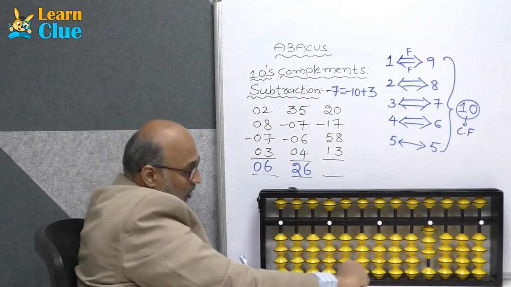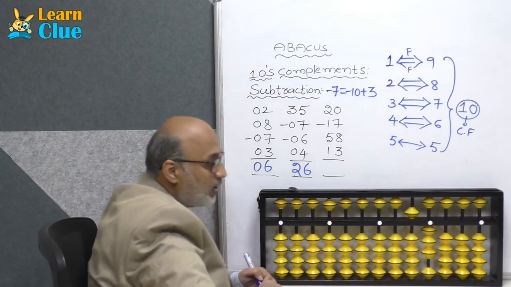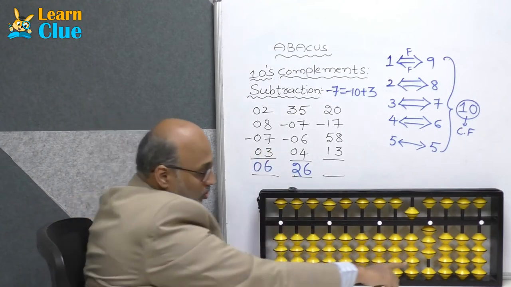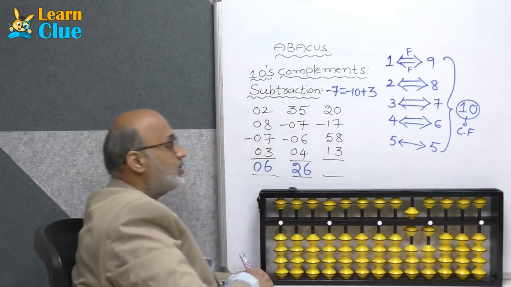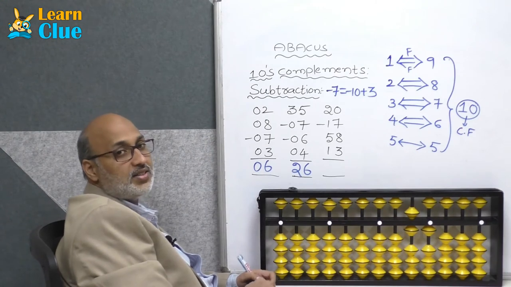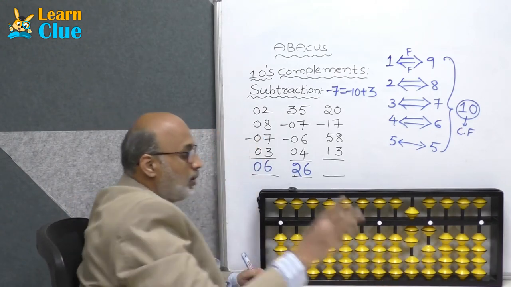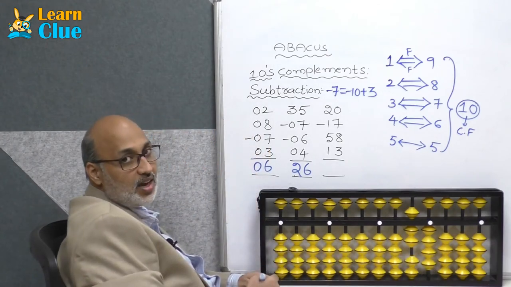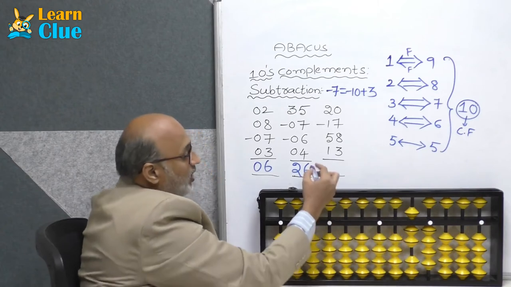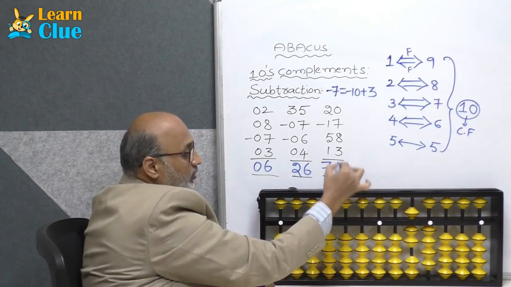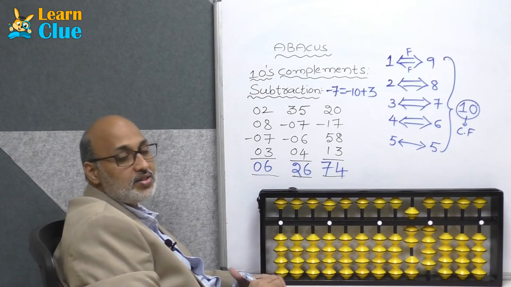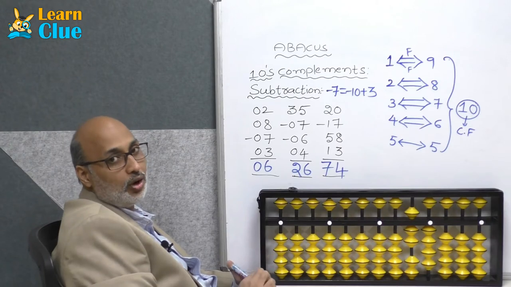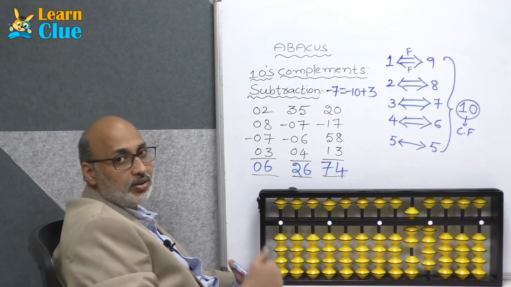Okay. Now they are asking plus 58. Plus 50 plus 8. Who is the friend of 8 here? 2. So, minus 2 plus 10. Now they are asking plus 13. Plus 10 plus 3. Plus 3 is also direct. So, now tell me, what is the answer? 74 is the answer. So, always remember the friends groups so that the technique will easily roll out. Okay? Do practice well.